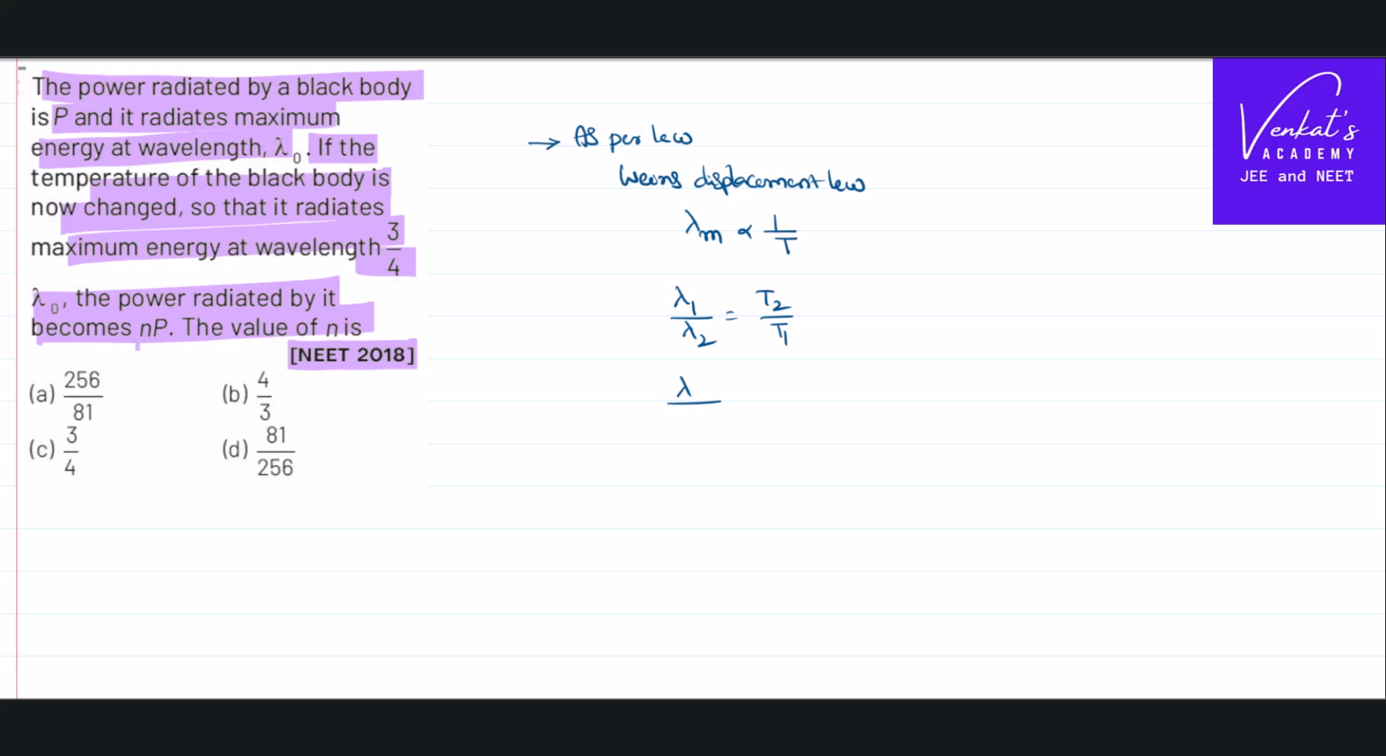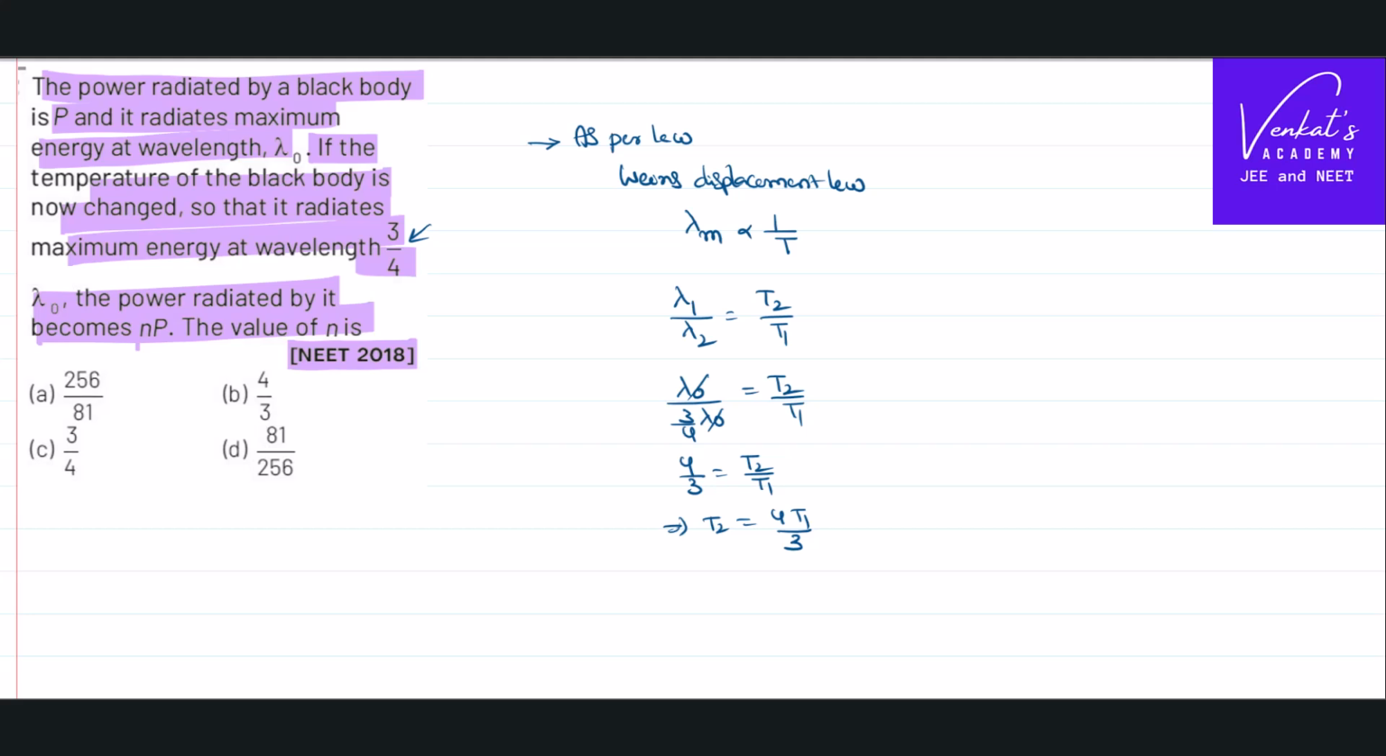If lambda 1 is lambda naught, lambda 2 is given as 3 by 4th of lambda naught, equal to T2 by T1. Lambda naught will cancel. 4 by 3 equal to T2 by T1, which implies T2 equal to 4T1 by 3. That's the first understanding that we need to get.